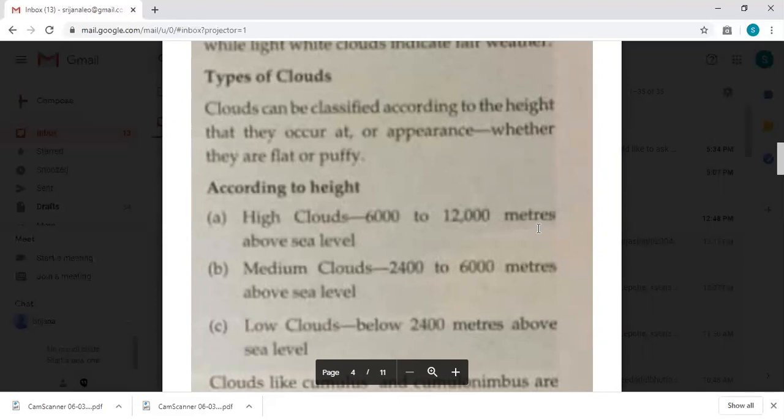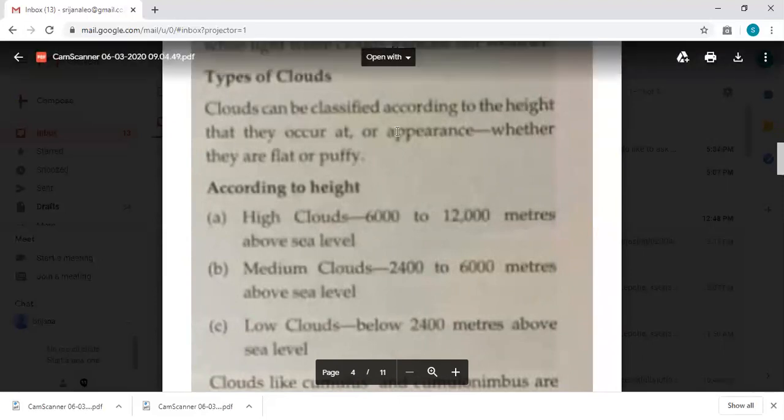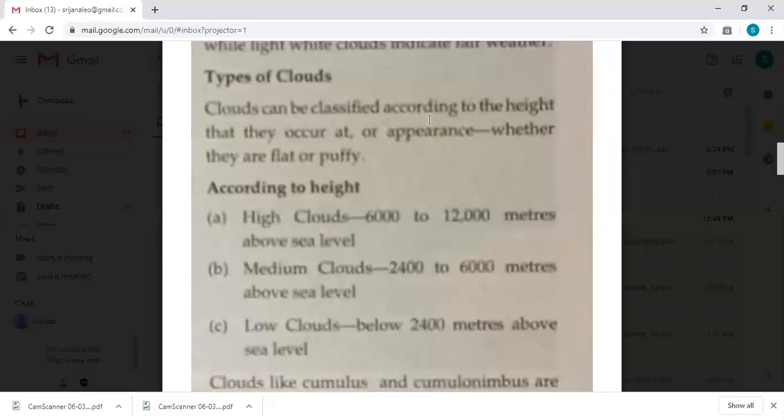All right. Now, clouds can be classified. See, look into the book. Clouds can be classified according to the height at which they occur or appearance, whether they are flat or puffy.